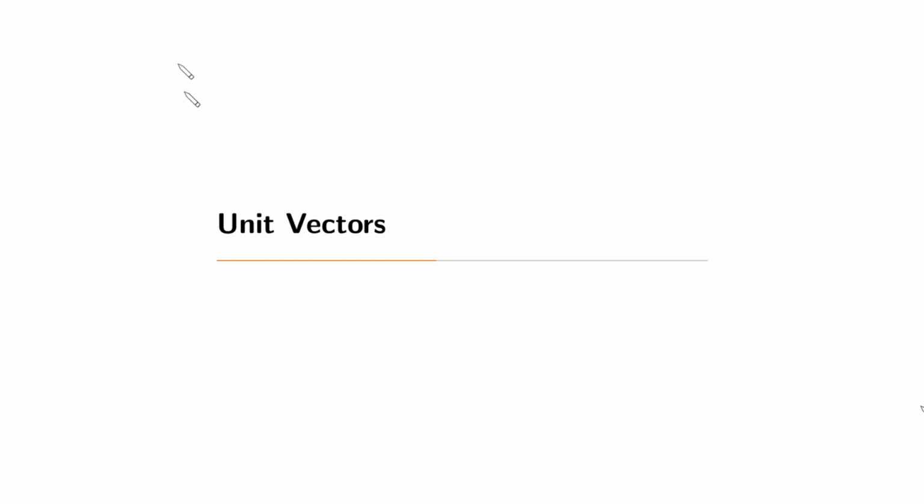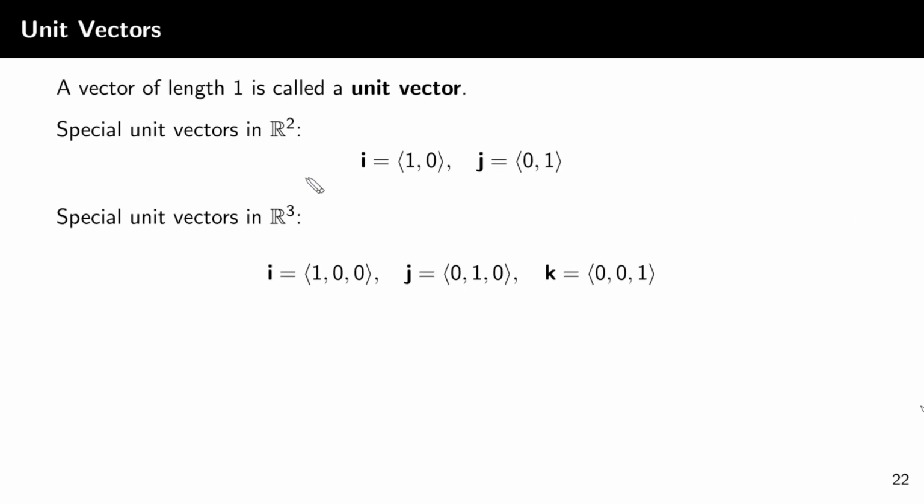Kasi for now, ito pa lang yung alam nating way for writing vectors, where we actually list the components of the vector inside these triangular brackets. Okay. So after this lesson, we will learn another way of writing down vectors. So what is a unit vector? A unit vector is a vector of length 1.